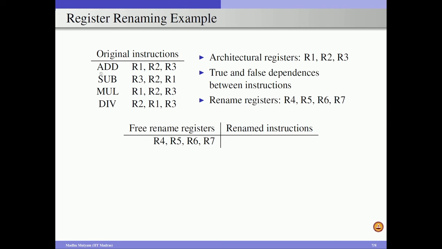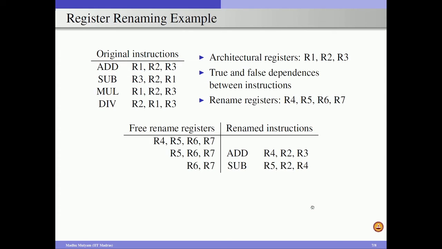So, we start with the first instruction add R1, R2, R3. We pick the first free rename register which is R4 and we rename this R1 with R4. After renaming, our add instruction, which was previously add R1, R2, R3, now becomes add R4, R2, R3, so that any dependent instruction which is going to use the value from R1 is now going to use the value from R4 only.